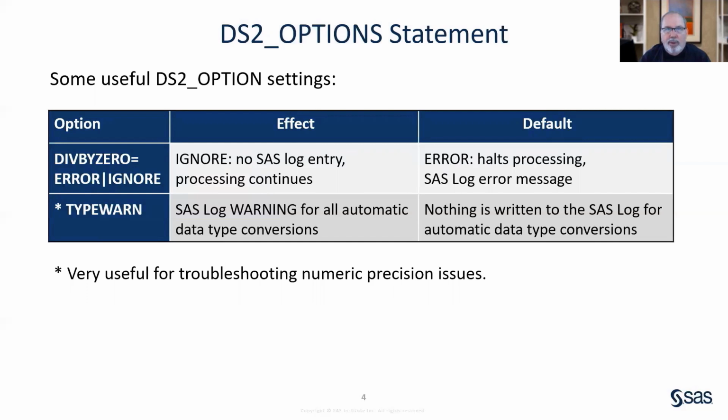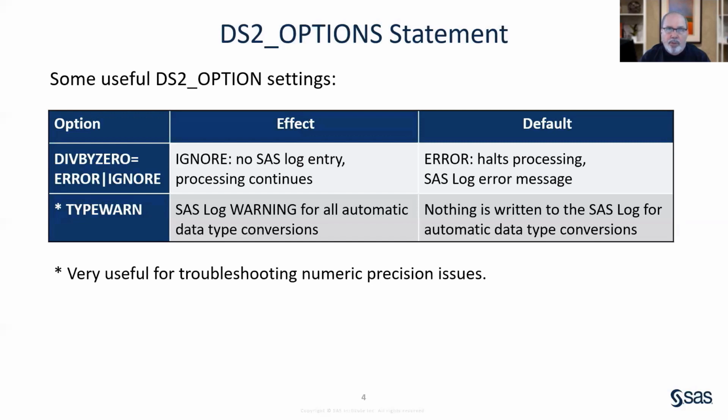Now, DS2 is very ANSI compliant, and ANSI systems don't allow division by zero. And so normally, if you get into a situation where the divisor is zero, then DS2 is going to throw an error and stop processing. If you wish to make this more like a traditional SAS data step, then you can set DS2 option div by zero equals ignore, in which case you won't even get a note in the log. A null or missing value will be produced and processing will continue.